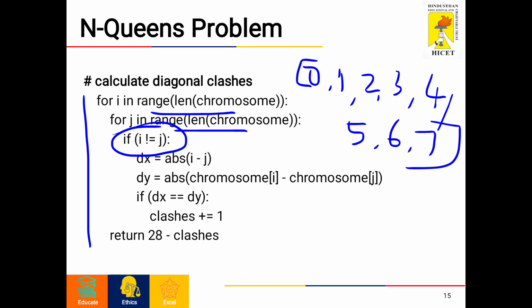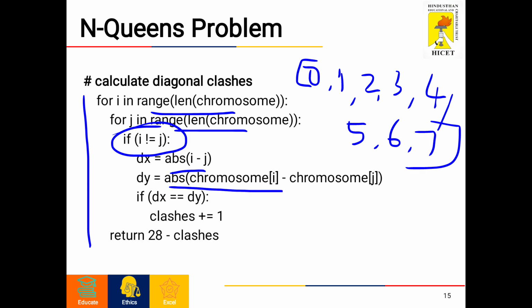So we have to find the horizontal distance and the vertical distance. We can compute the horizontal difference by checking the absolute difference between the queen numbers. i and j represent the queen numbers, so we have to find the difference between the queen numbers.